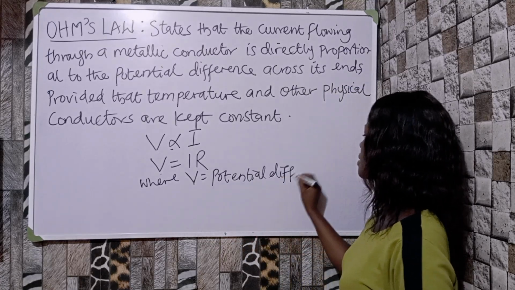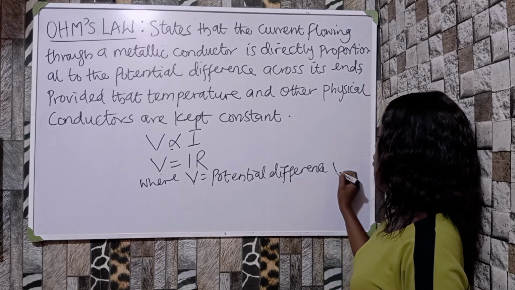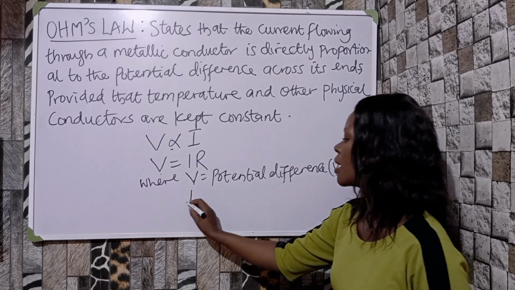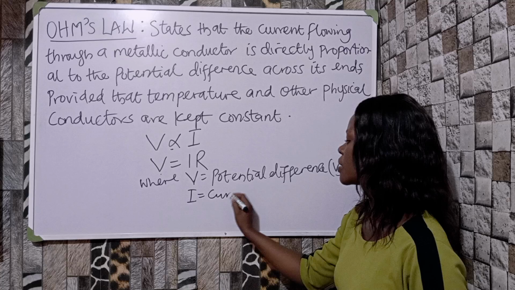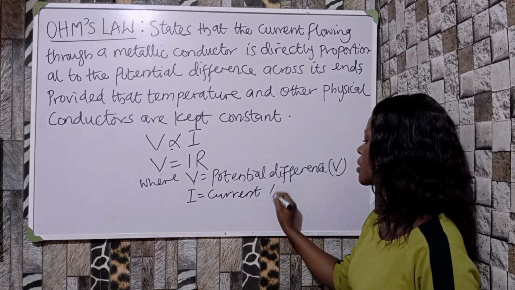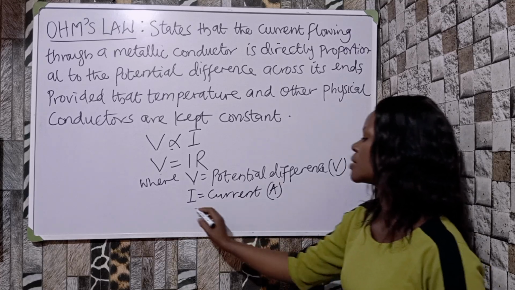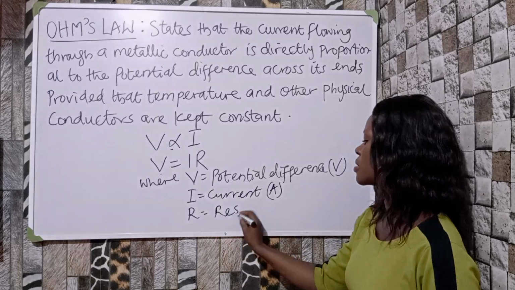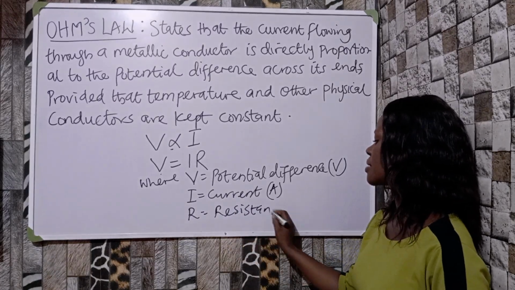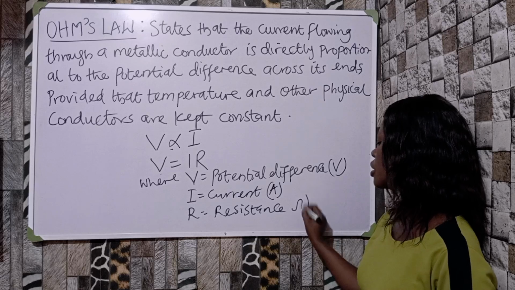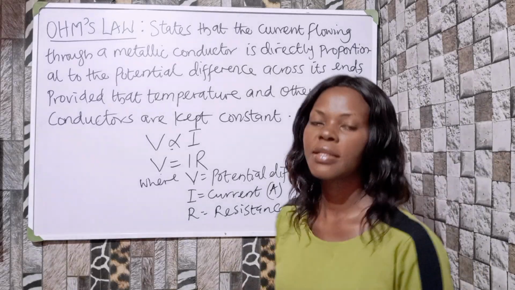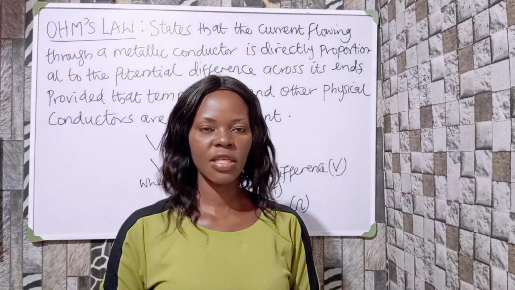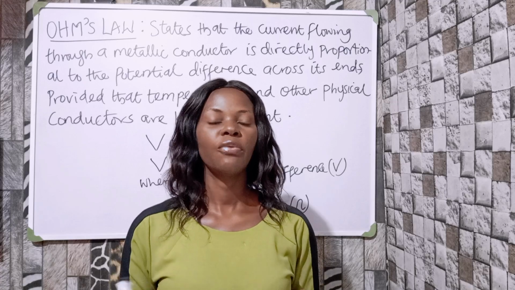where V is potential difference measured in volts. I we already know as what? Current measured in amperes. Then the constant introduced is what is said to be what? Resistance measured in ohms.